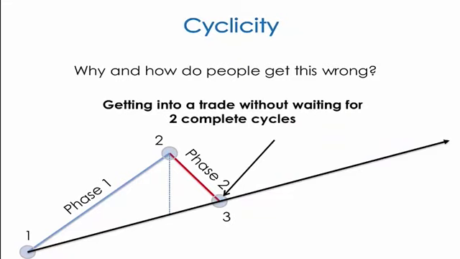Now, it looks nice and simple when you look at things in graphical format like this, but how do people get this wrong? Well, one of the easiest ways to get this wrong is to completely forget about 2 cycles. Remember, you've got to see 2 cycles in order to have a trend. 1 cycle's not enough. So 1 cycle there, too early, no good.